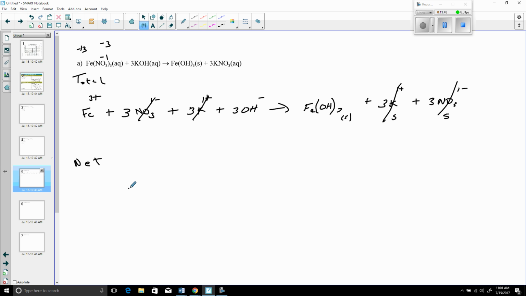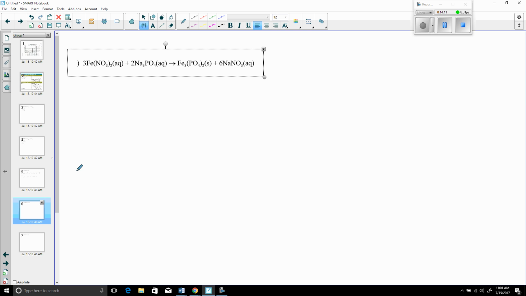So we have Fe 3 plus 3 OH minus gives us Fe(OH)3 solid. And this will be balanced because we wrote our coefficients from the balanced equation, so we don't have to look at that. And that is the total and net ionic equation for that problem there.